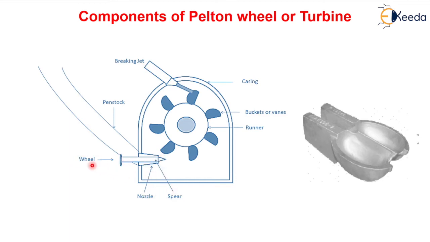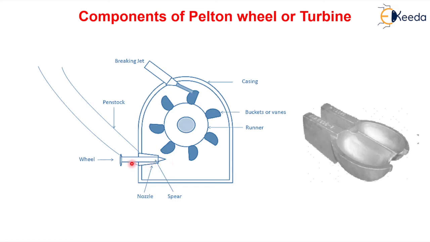Now let's see what is this spear arrangement. This spear arrangement will control the flow of jet on the bucket. This spear will move forward and backward. If it is moving backward, then it will open the nozzle, then the flow of jet will increase. And if it is moving forward, then the flow of jet will reduce. That's why it is controlling the flow of jet.